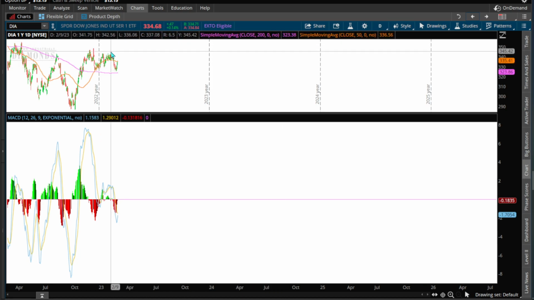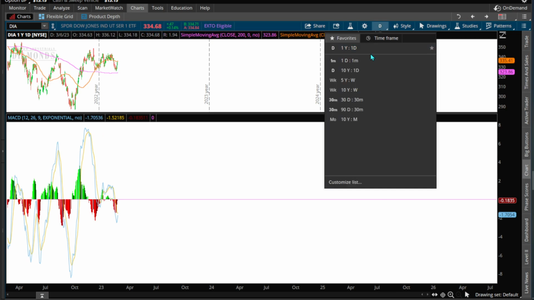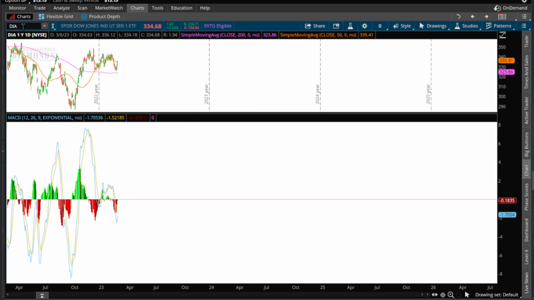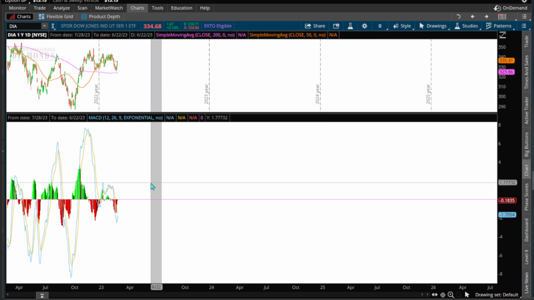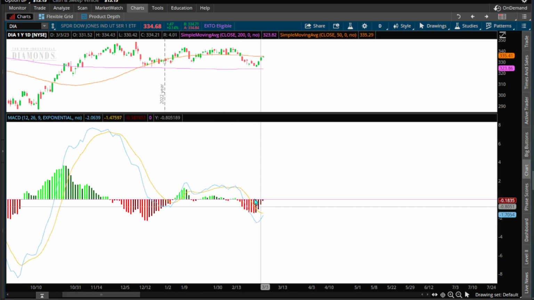Now just going right into it, let's go ahead and look at these charts. So right now I'm looking at the MACD, and I am looking on the 1 year, 1 day time frame for DIA, which is the Dow Jones tradable ETF. Now let me just go ahead and zoom in on the MACD histogram.